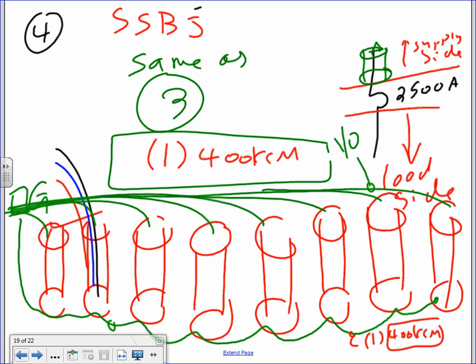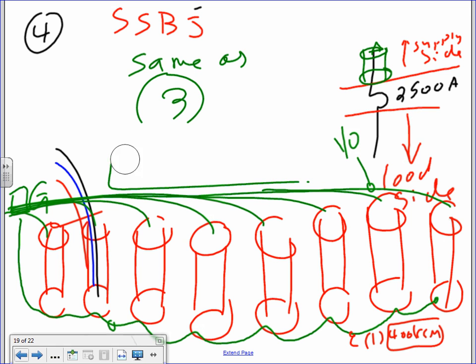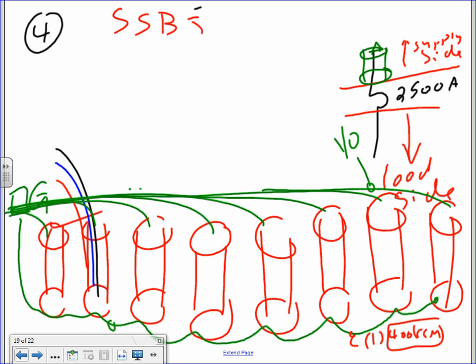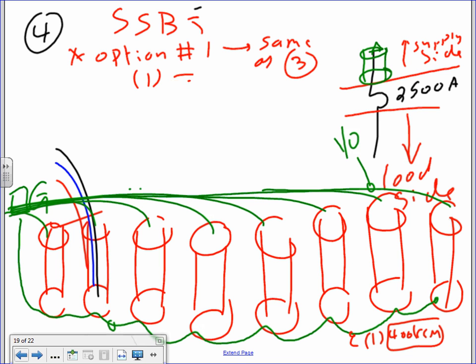Now, the second option, so let me write a couple of options here. Option 1, that you can do, probably makes it easier. Option number one has three, and that would be one conductor, 400 kcm. Can you guys see how we daisy chain them? Daisy chain them all, that's option number one.